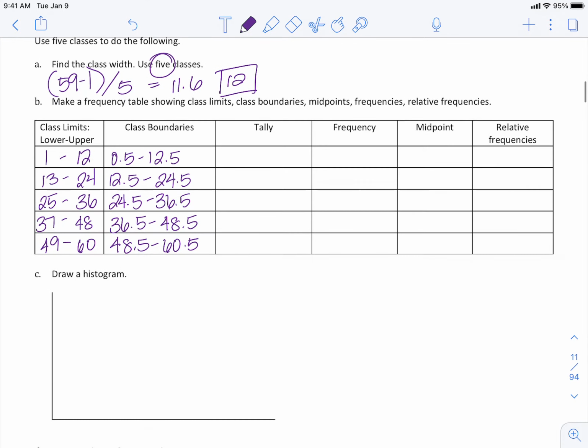For each of these, our tally, we end up with 6 for the first class, 10 for the second, 5 for the third, 13 for the fourth, and 8 for the last class. This is a total of 42.